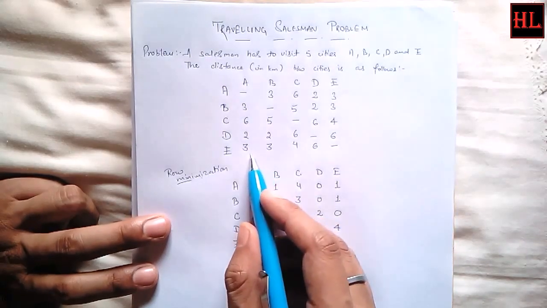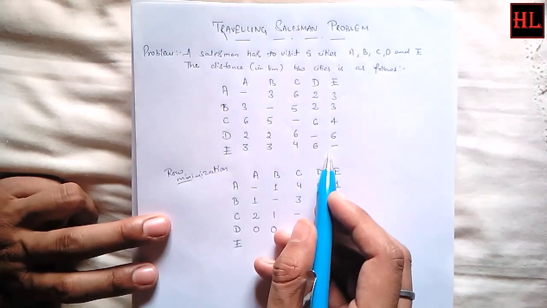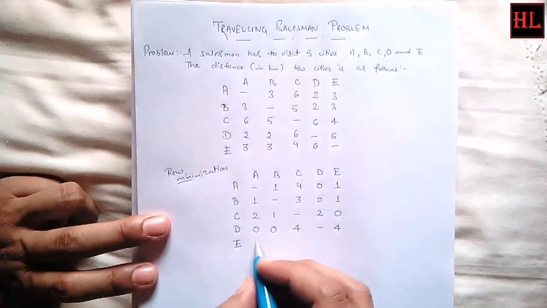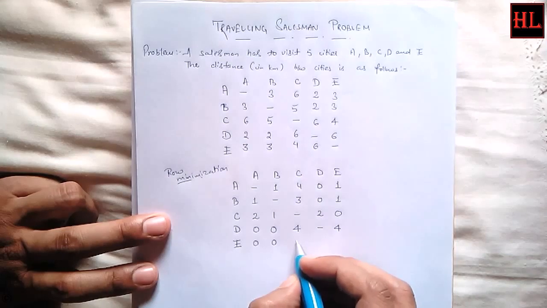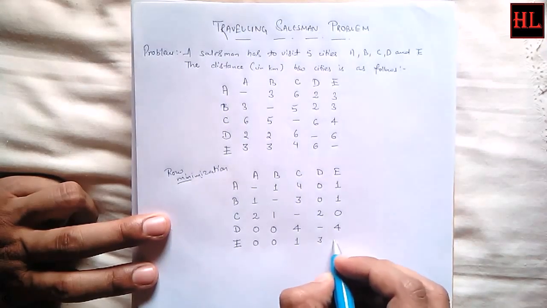In the last row the minimum element is 3, so we'll subtract 3 from all the other elements of row 5. So 3 minus 3 is 0, 3 minus 3 is again 0, and 4 minus 3 is 1, and 6 minus 3 is 3, and here we'll put a dash mark.